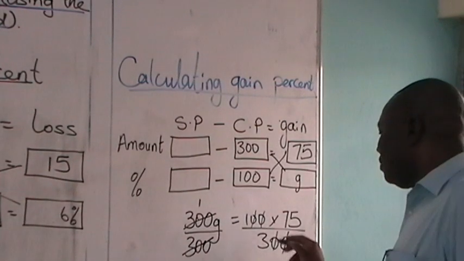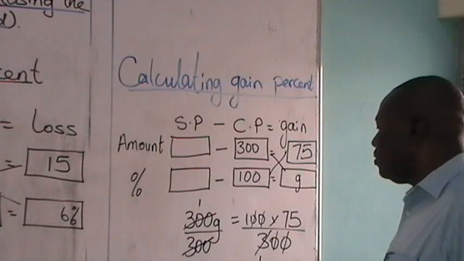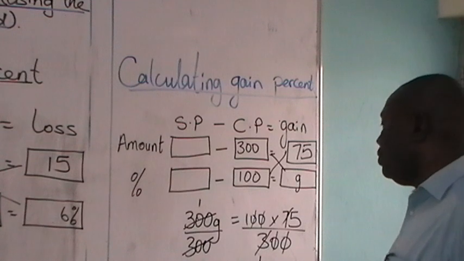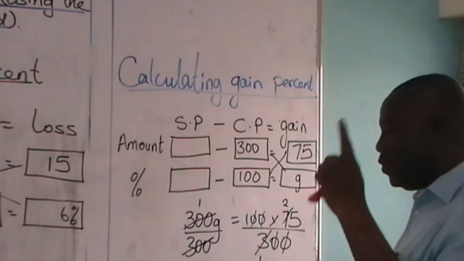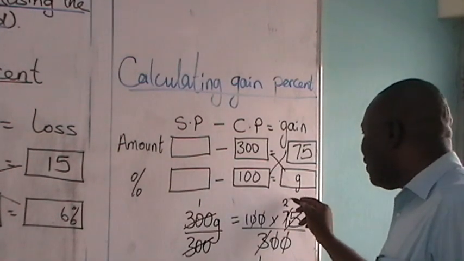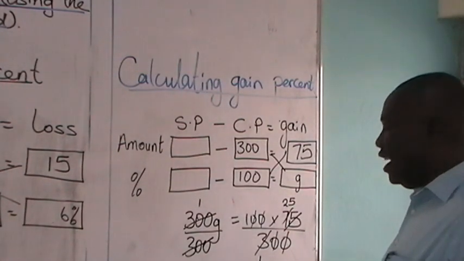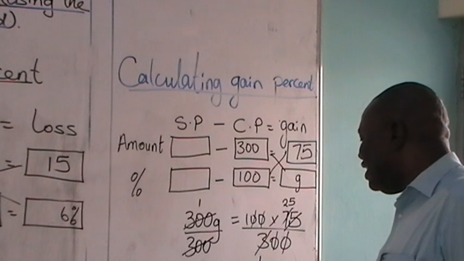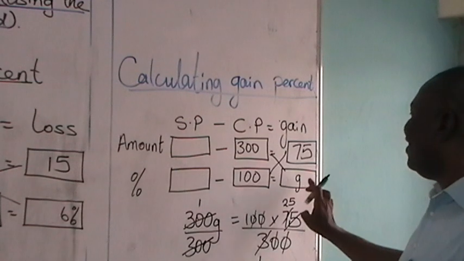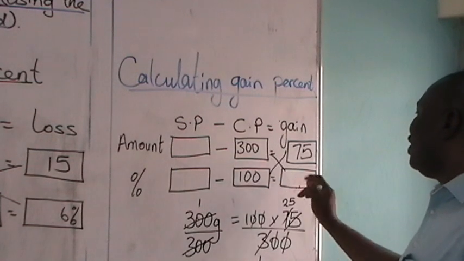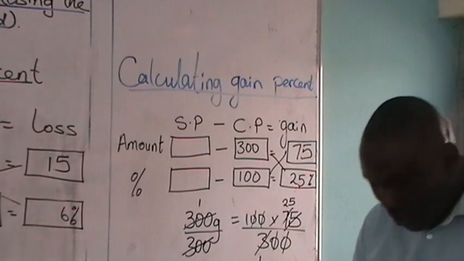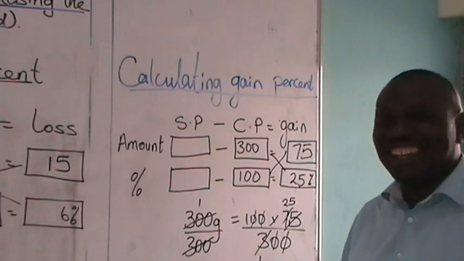So let's try it and see. How many 3's can we get in 7? 2. Remember 1. We put the 1 here, make it 15. How many 3's in 15? 5. Aha. Your gain percent is 25%. So what you got for G, replace it with what? 25%. You are done.